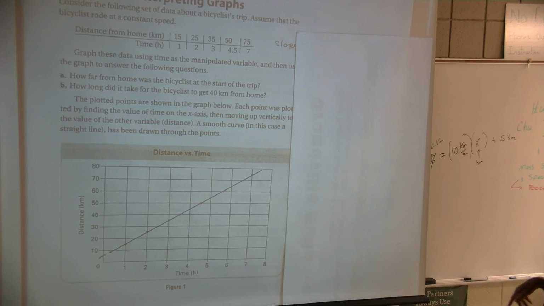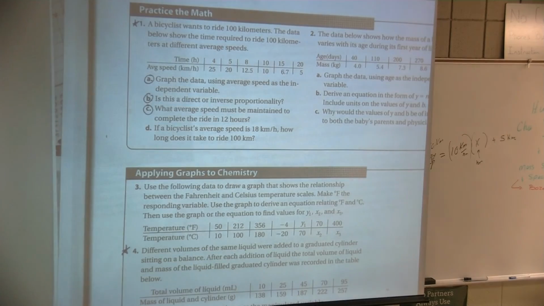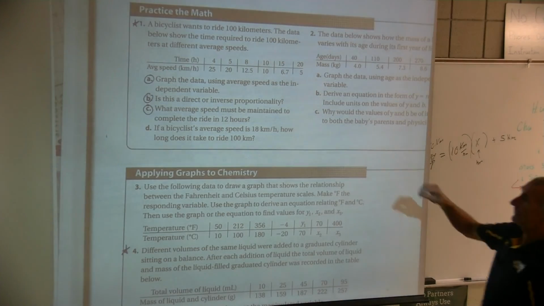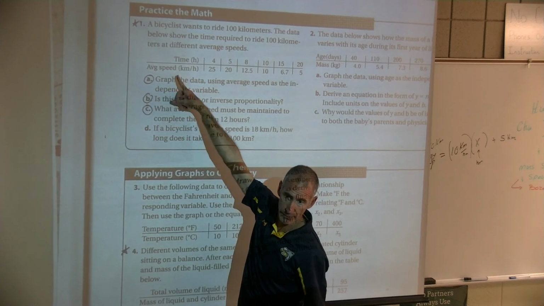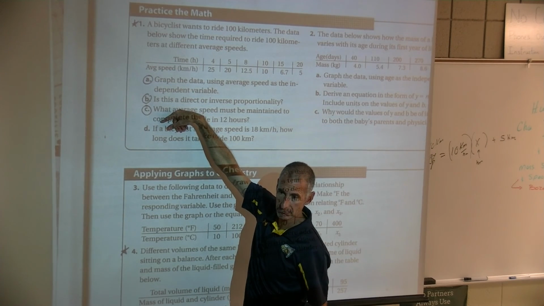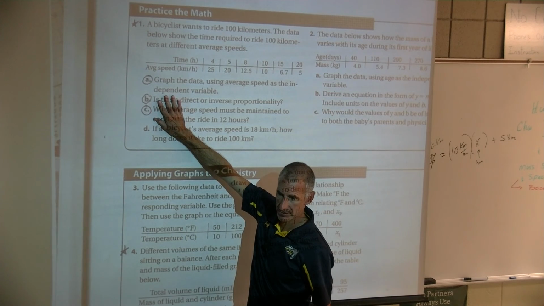Okay, on your packet, if you turn the page to the last page, at the top, you have some data. You're going to graph the data, and you're going to do A, B, and C. Number 1, A, B, and C. Get that done pretty quick. You're going to graph that, answer the questions.